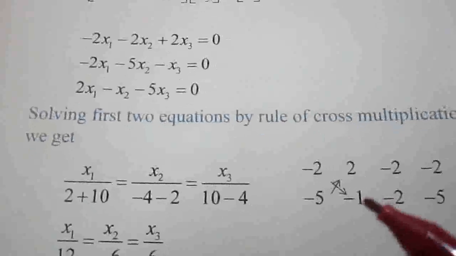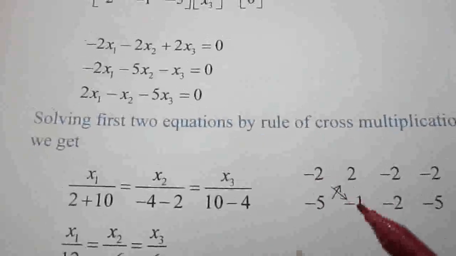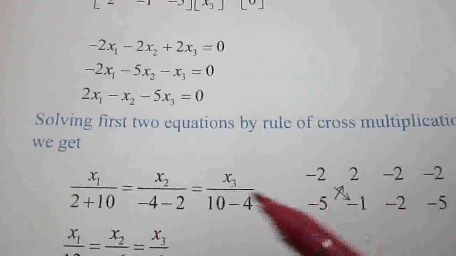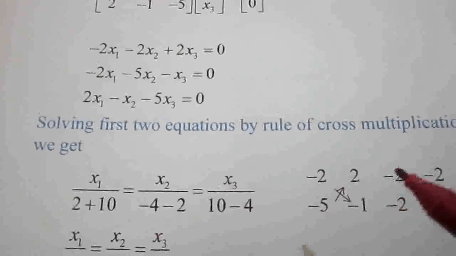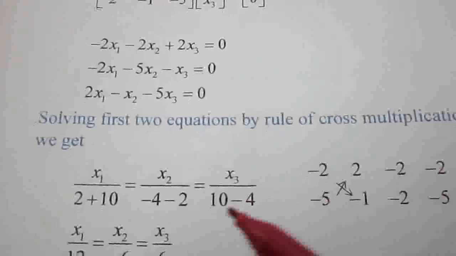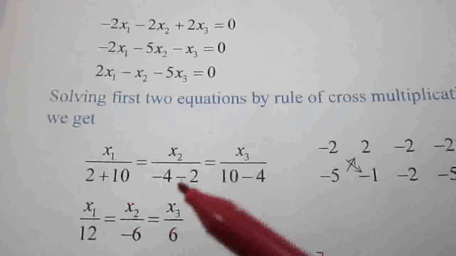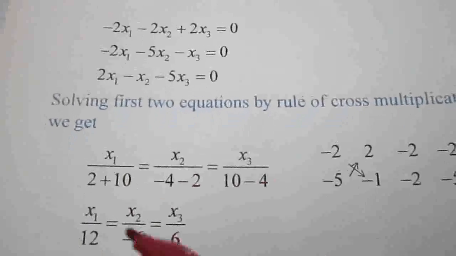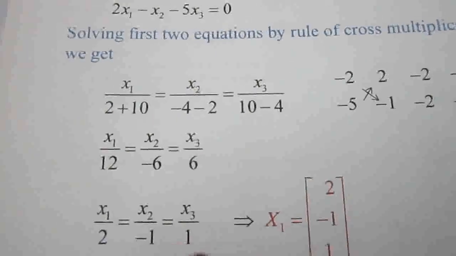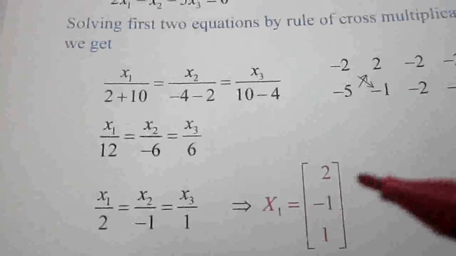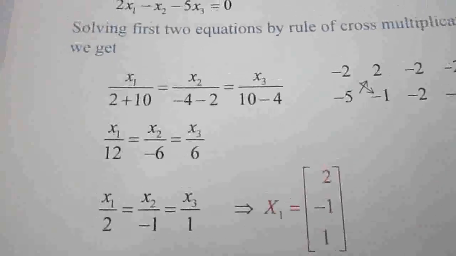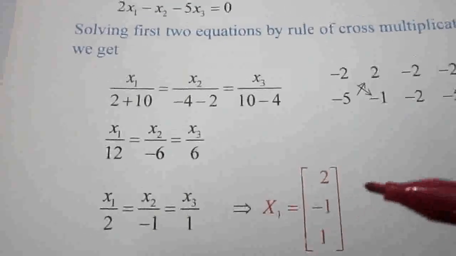And now apply the determinant method. For x1: 2 minus 2 into minus 1 plus 2 into minus of minus 5, so 2 plus 10. For x2: minus 4 minus 2. For x3: 10 minus 4. So now 10 plus 2 is 12, minus 6, plus 6. Divide by 6, commonly cancel 6. So we get 2, minus 1, 1, which is the first eigenvector. The first eigenvector is x1 equal to 2, minus 1, 1, which is the eigenvector for lambda equal to 8.